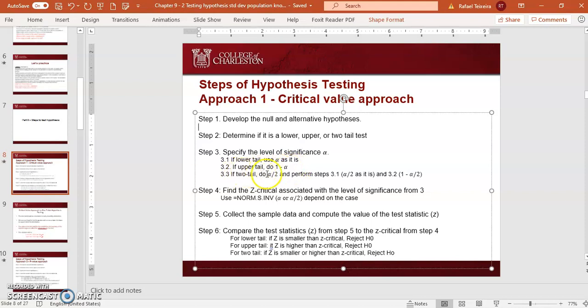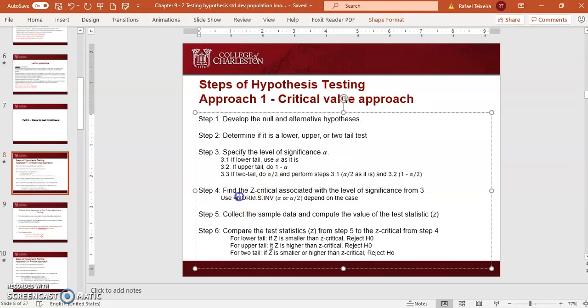If it is two-tail, you do alpha divided by 2 and use as it is. Step 3.1, use as it is. And step 3.2, subtract 1 minus the alpha level divided by 2. So you're going to have two values for the alpha because it's a two-tail test. You're going to have one in each tail. You find the z critical associated with the level of significance here. So you've got two alphas, then you find the z.